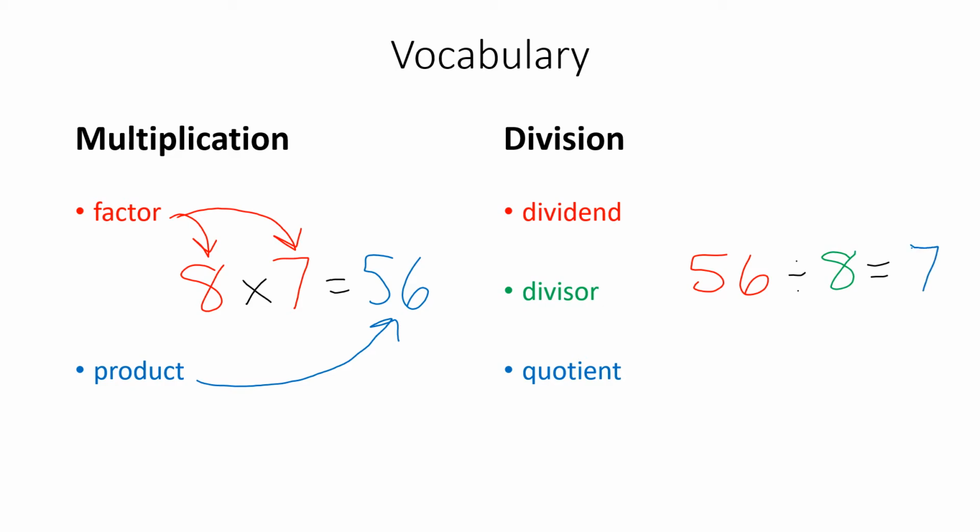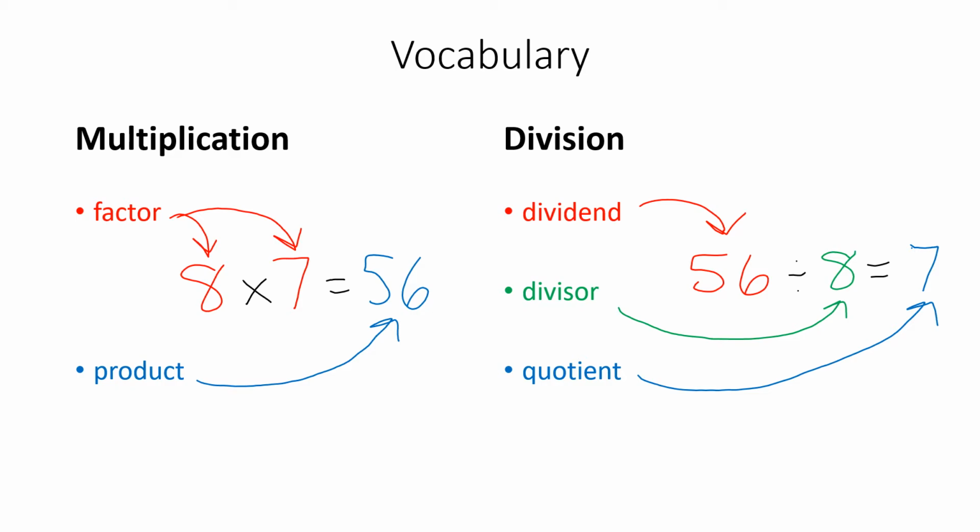So looking at this, the dividend is the largest number, the number you're breaking into groups. The divisor is either the number of groups you're breaking it into or the number you are dealing out into each group. And then the quotient is the answer to a division problem. So the quotient in this case would be 7.